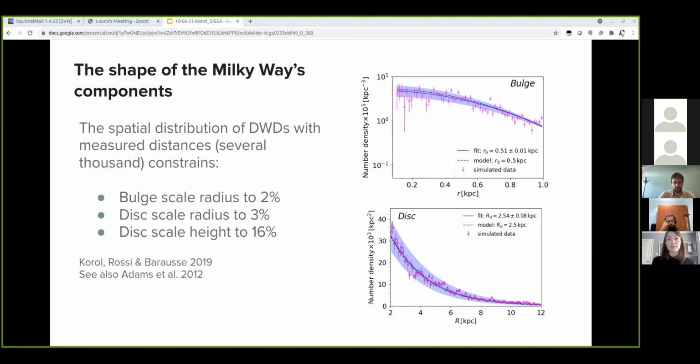Now, by fitting this observed profile with the function that I've originally used to generate this population, which is represented here as a dashed black line, I was able to recover the bulge scale radius to 2%, the disk scale radius to 3%, and in addition, which I'm not showing here, I also was able to recover the disk scale height. And all these three measurements are competitive with currently available ones in the literature.